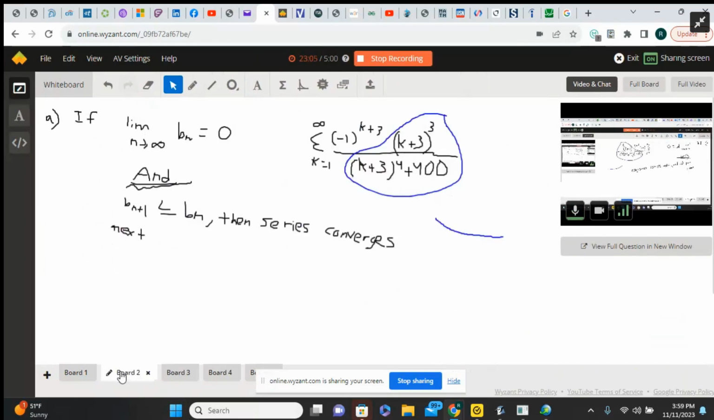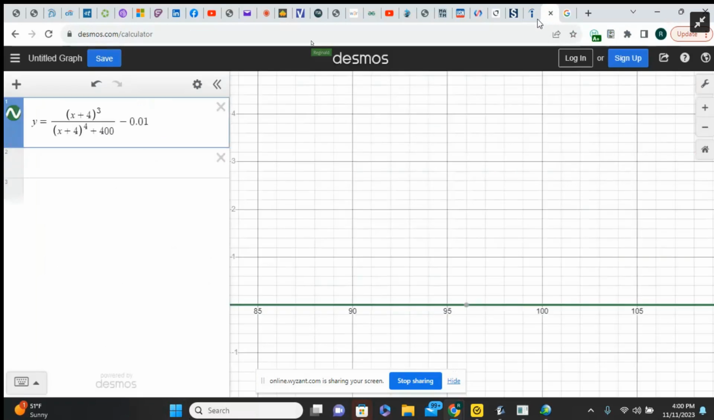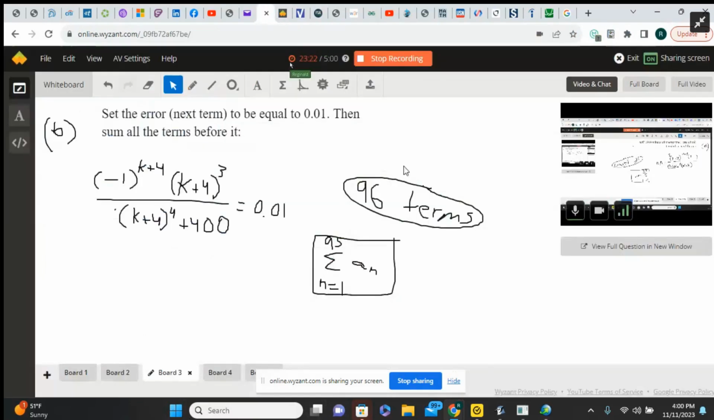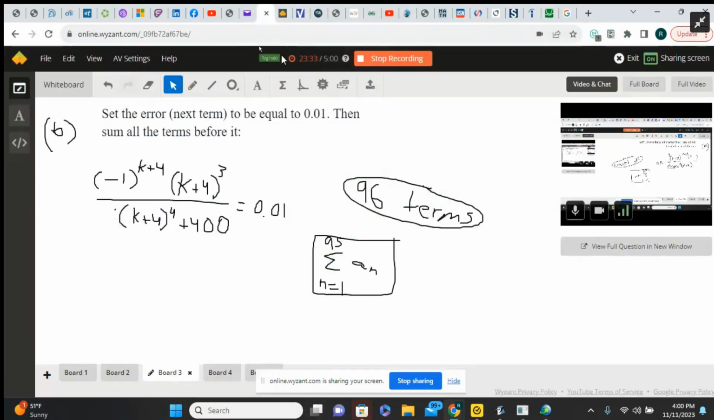All right, I know that was a mouthful. Hopefully you got something out of it. Part B, that's the one I'm a little iffy about. I hope you understood the process behind it. The idea is that you want to set the next term of the series to be equal to the error, because that's what the error is. So according to Desmos, it looks like 96, which means that the sum would be this thing.